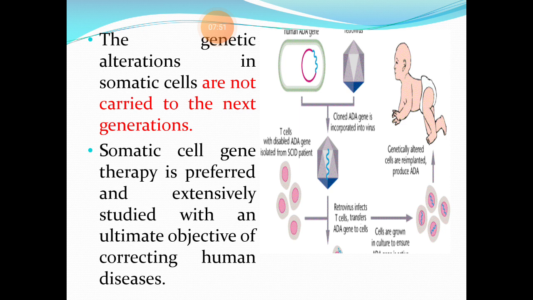This is what is exactly done in somatic cell gene therapy. So this is the best example. SCID treatment, gene therapy for SCID, is the best example for somatic cell gene therapy. Okay.